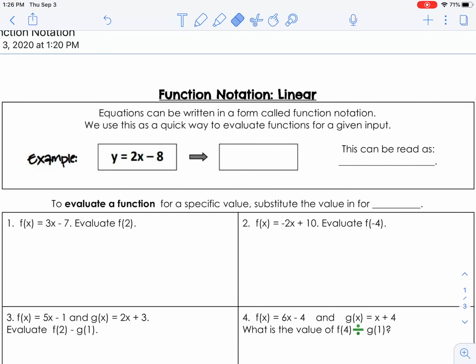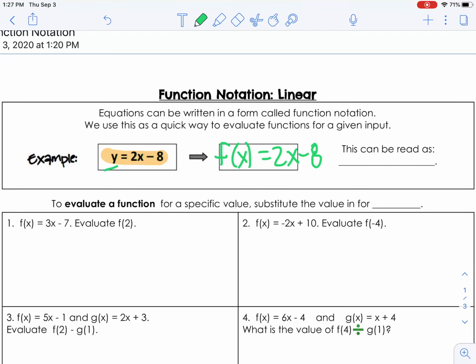In this video, we're going to learn how to evaluate functions using function notation, and we're going to focus on linear functions. Equations can be written in a form called function notation. We use this as a quick way to evaluate functions for a given input. So instead of writing y equals 2x minus 8, with function notation, we're going to write f of x equals 2x minus 8.